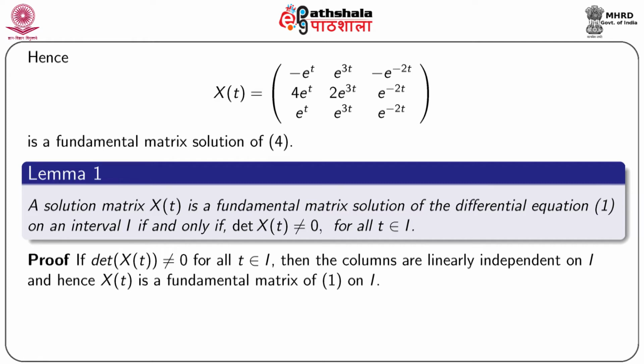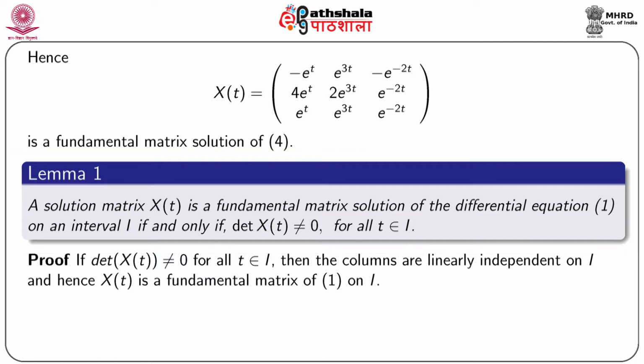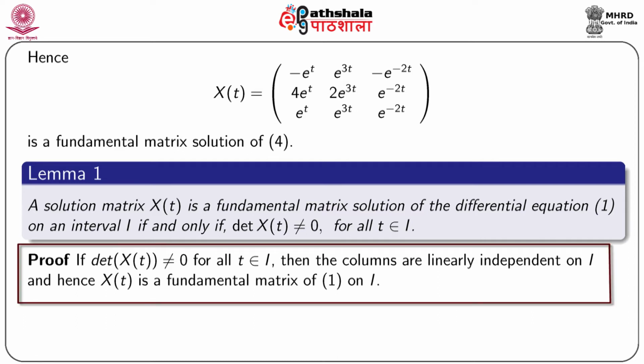And hence, we have the lemma: a solution matrix X(t) is a fundamental matrix solution of the differential equation 1 on an interval I if and only if determinant X(t) is not equal to 0 for all t belonging to I. The proof is very simple. Since the determinant of X(t) is not equal to 0 for all t belonging to the interval I, the columns are linearly independent on I, and hence X(t) is the fundamental matrix of 1 on I.